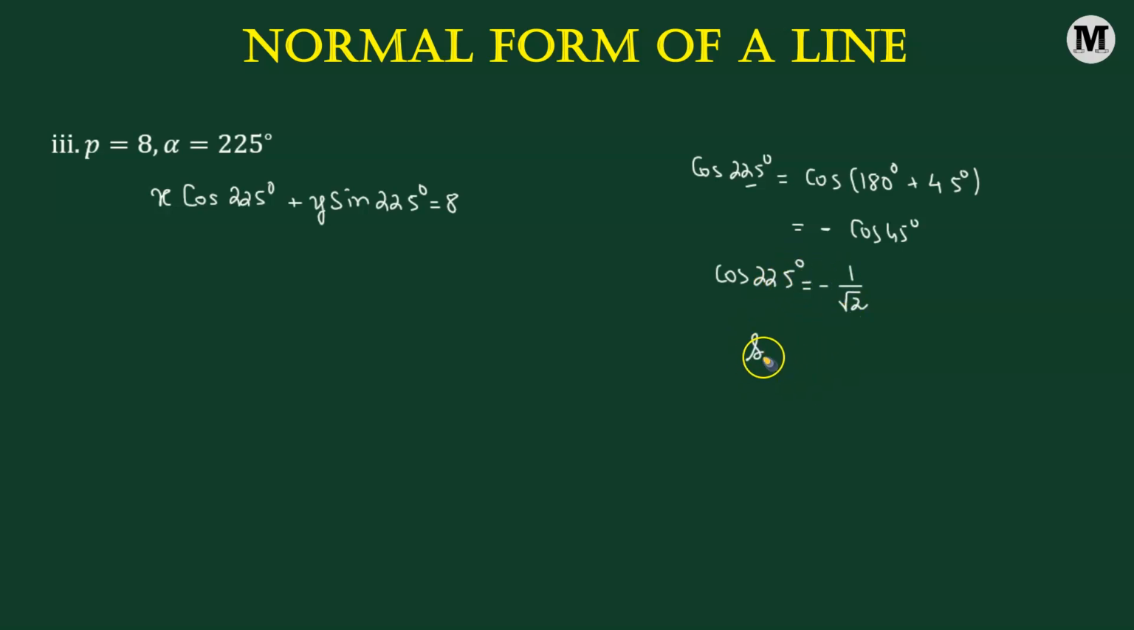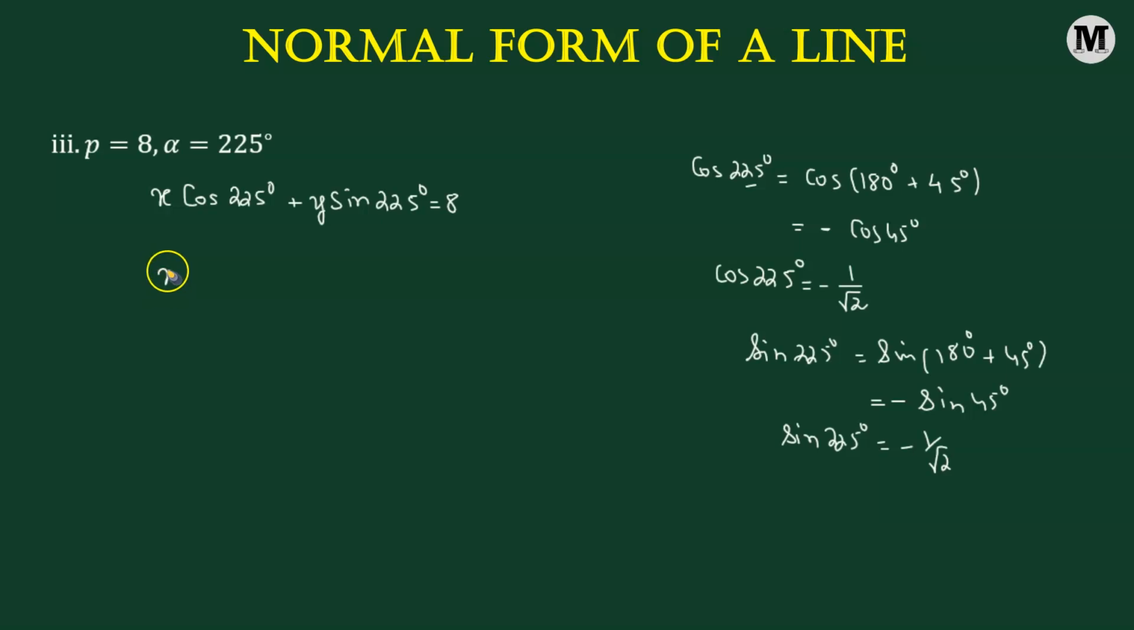Next, we find out the value of sine 225 degrees. So we are going to get sine of the angle 180 degrees added to 45 degrees. That is going to give us sine 45 degrees. Here we are in the third quadrant, so that's going to be negative sine 45, or you can say negative 1 over square root of 2. So sine 225 degrees is also going to be negative 1 over square root of 2.